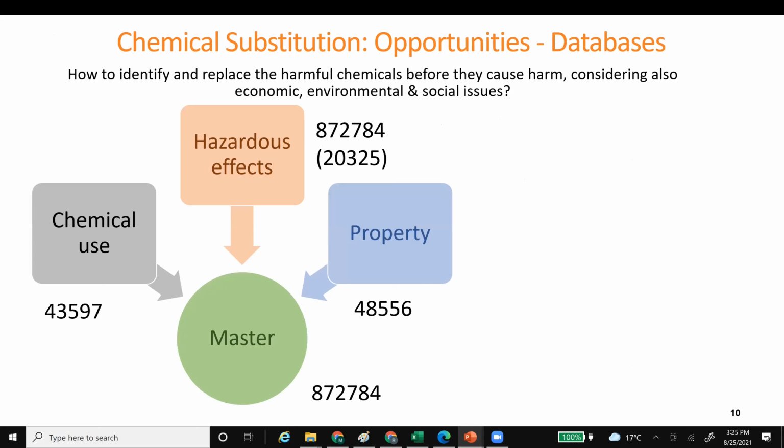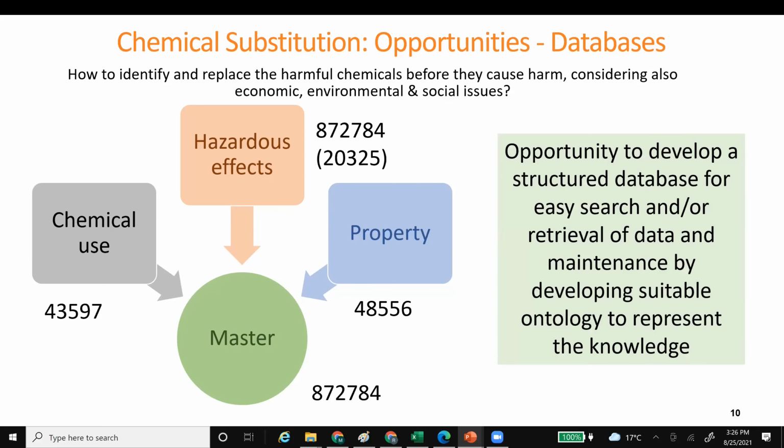So if I put everything together, we have a master database with around 900,000 chemicals, of which approximately 48,000 have properties. It doesn't mean that the 48,000 have all the properties that we need. Some of them have only one property, some of them have 17 or other properties. The hazardous effect with respect to GHS and also the different classification of hazardous effect, and then the chemical use. So that's the 43,000 that I was talking about, which is like manufacturing and things like that.